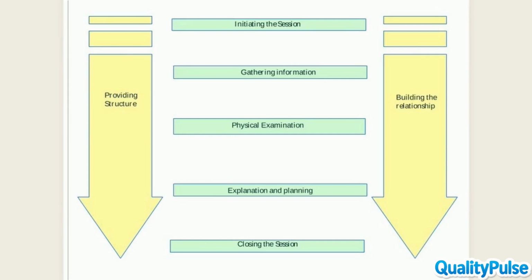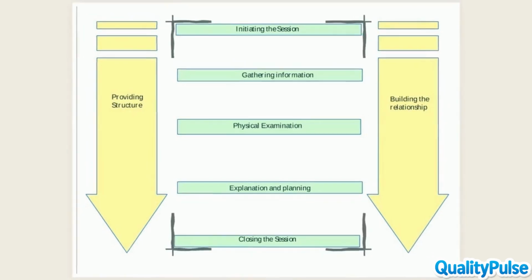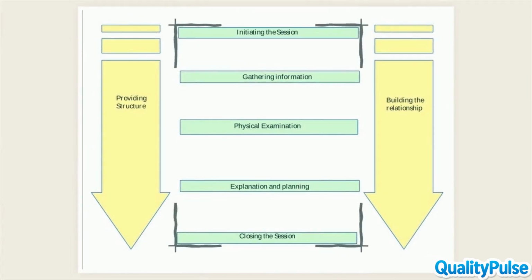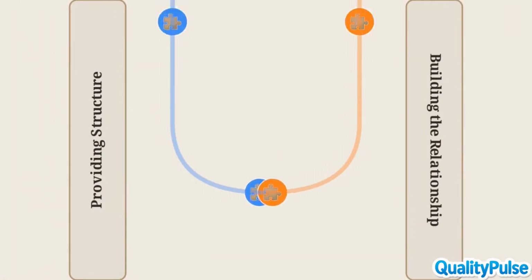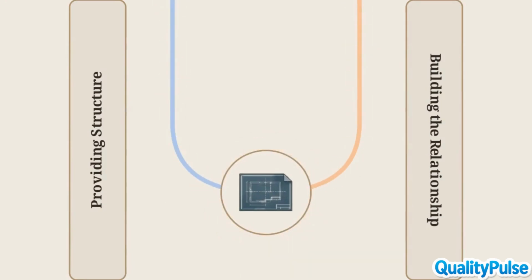This diagram shows the Calgary-Cambridge framework. Instead of a traditional checklist, it offers a structured communication process. It organizes consultations into 5 sequential stages, flanked by 2 vertical arrows. Providing structure and building the relationship are continuous skills applied throughout the entire interview. Applying these continuous pillars ensures that the clinical data and the personal context are captured together.